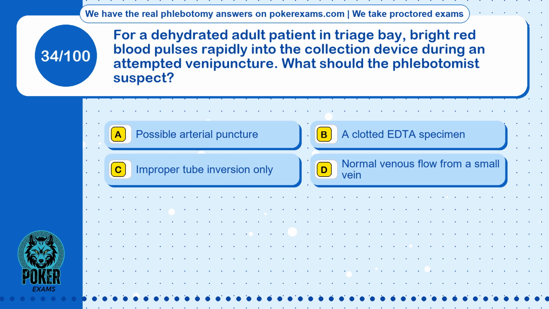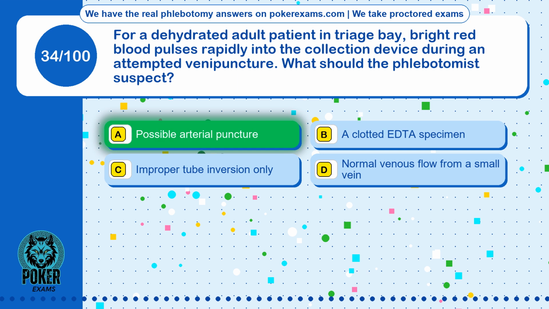Question 34. For a dehydrated adult patient in triage bay, bright red blood pulses rapidly into the collection device during an attempted venipuncture. What should the phlebotomist suspect? Option A. Possible arterial puncture. Option B. A clotted EDTA specimen. Option C. Improper tube inversion only. Option D. Normal venous flow from a small vein.